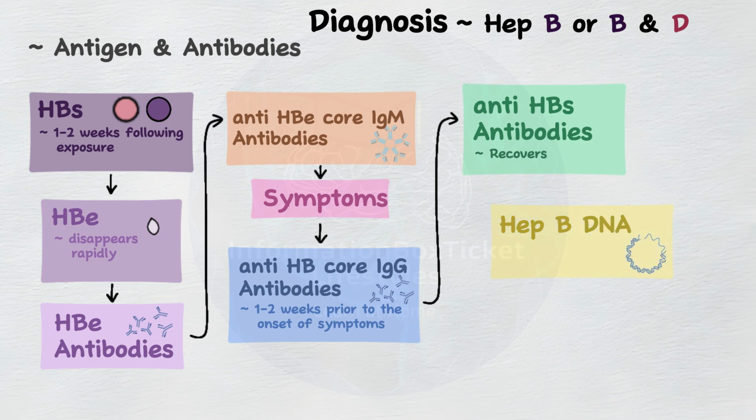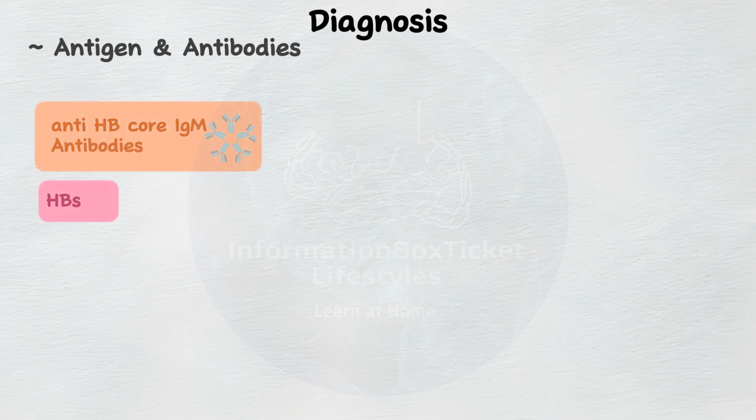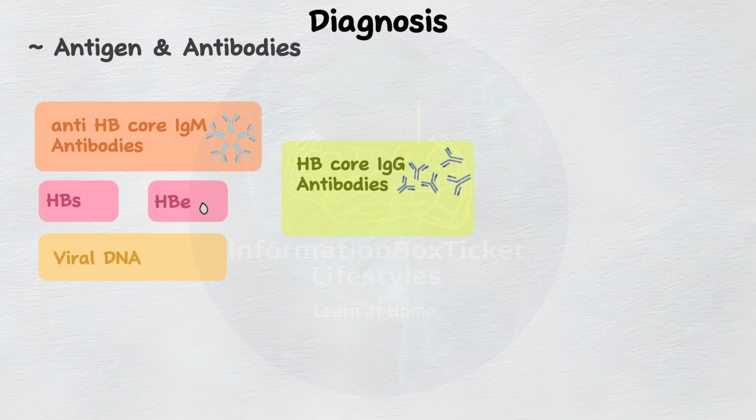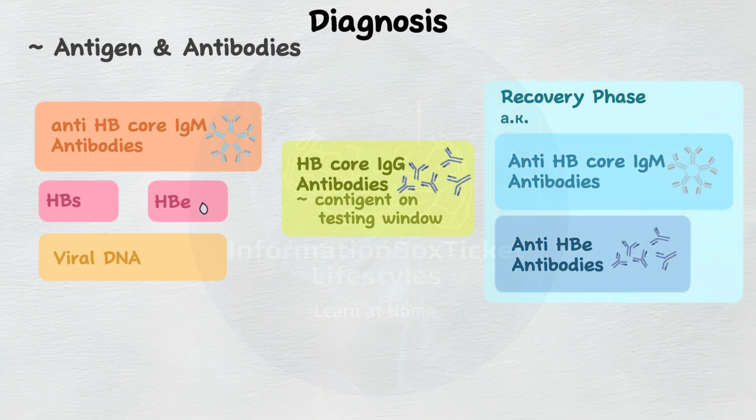DNA from hepatitis B can be found at any stage of the illness. Currently, anti-HB core IgM, HBs antigen, HBe antigen, and viral DNA may be detected in acute hepatitis B infection. HB core IgG is typically detectable, contingent on the testing window. Anti-HB core IgM and anti-HBe antibodies are the only ones that may be found during the window phase, also known as the recovery period.